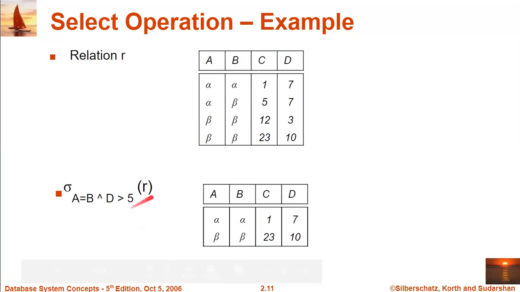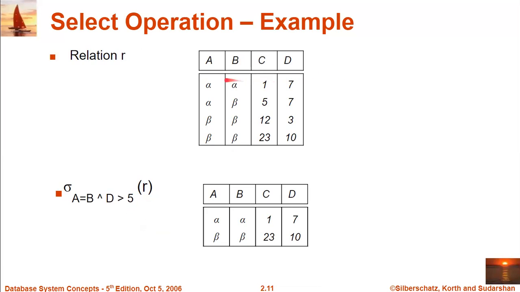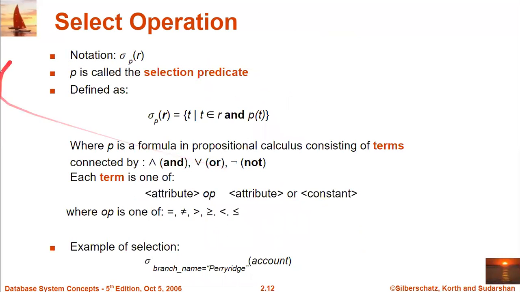Now for these three tuples, the first, third, and fourth, we check where D is greater than 5. For the first one, D is greater than 5, so this will be returned. In the third row, the value of D is less than 5, it is 3, so it will not be displayed. In the fourth case, the value of D is greater than 10, hence greater than 5, so this will be retrieved. So the first and last rows will be displayed. This is the working of the selection operation.